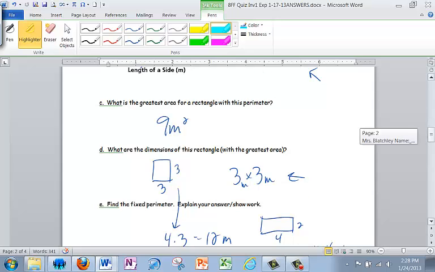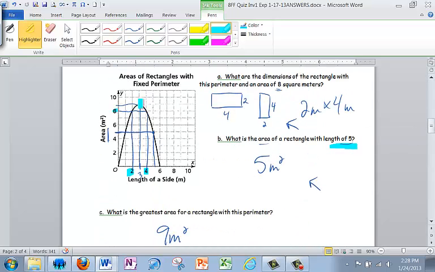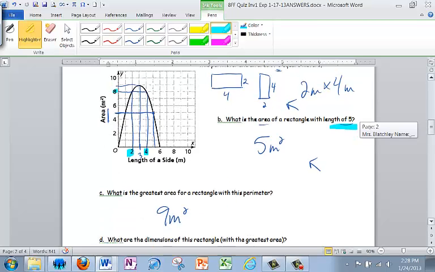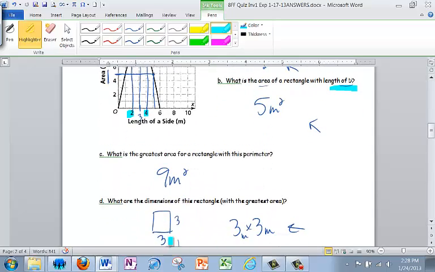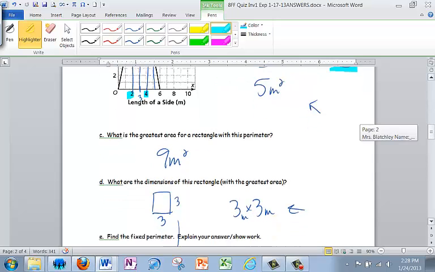The greatest area, that would be the top of the parabola, so that's right here, and that is 9. So that's 9 meters squared. Again, just read it. What are the dimensions? So if that's 9, you go down and you get a 3. So if the perimeter, no, we don't know the perimeter. So if the area was 9, if one side is 3, the other one must also be 3, because 3 times 3 is 9. So the dimensions would be 3 meters by 3 meters.